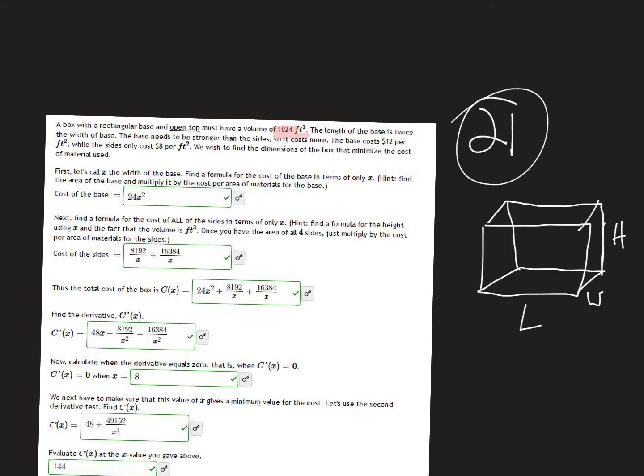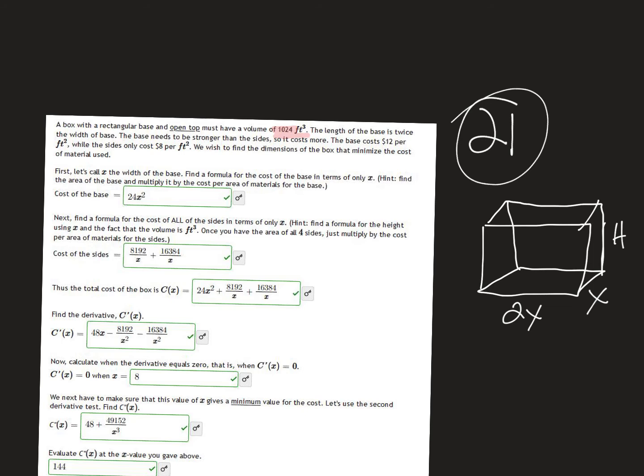So we're going to hold that thought. I'm not going to do too much more with the L, W, and H, just so I don't mess things up here. What's going on is that it tells us the length of the base is twice the width of the base. So instead of L and W, I'm going to call this X, and we're going to call this 2X. This is twice as big. So now I've only got two variables.